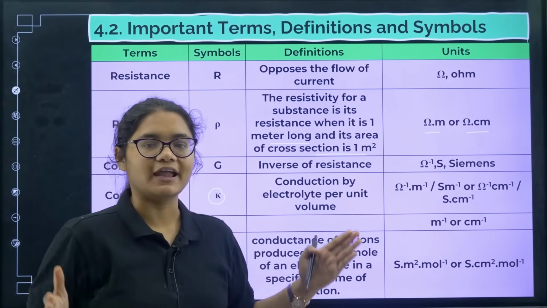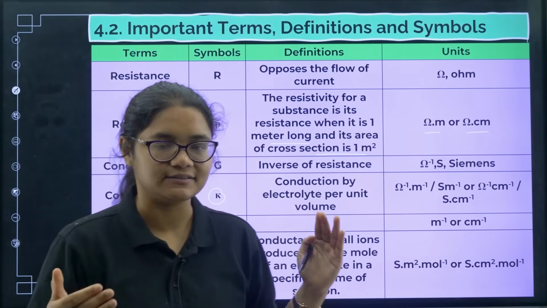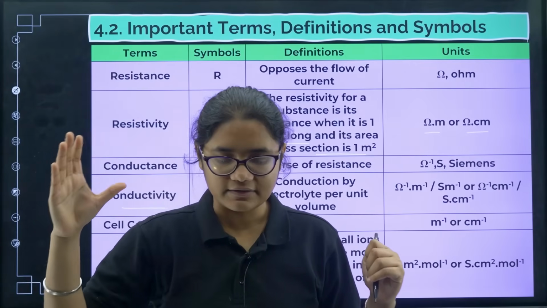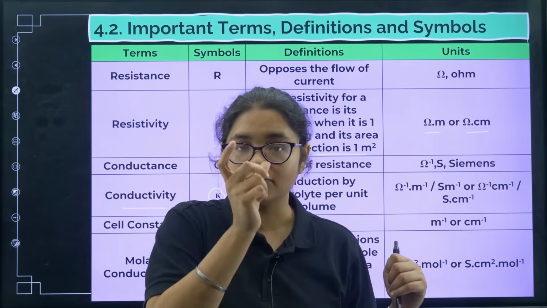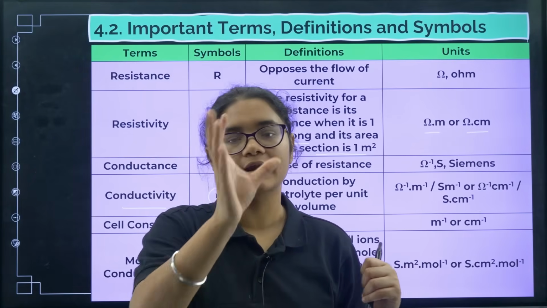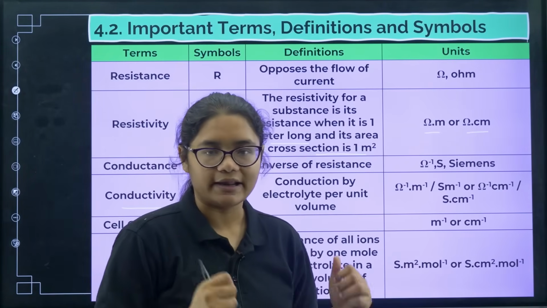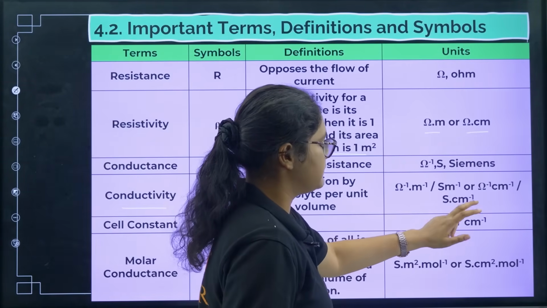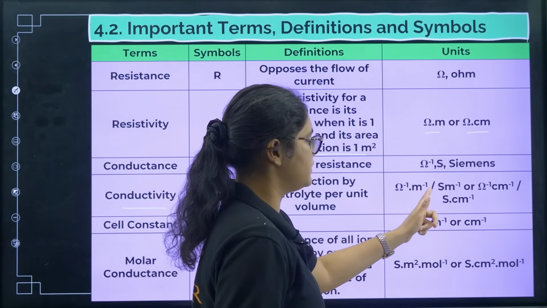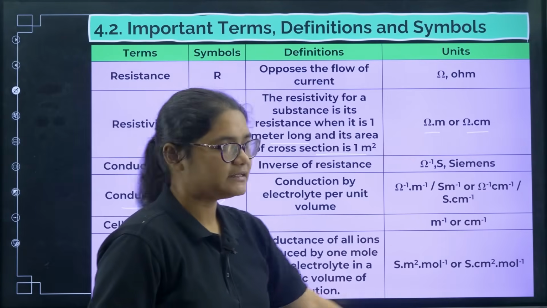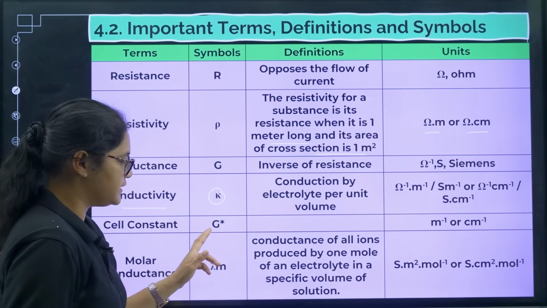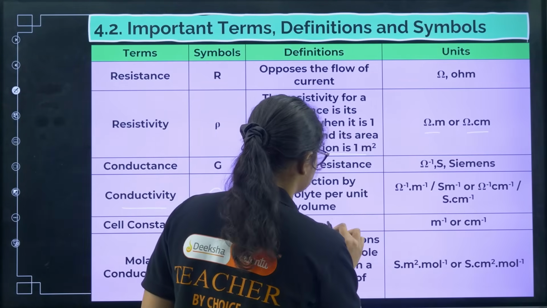Okay, suppose you have taken 5 liters of electrolyte, NaCl solution. It has conducted some amount of electricity. How much electricity is conducted per 1 unit of volume? That is the conductivity of that particular electrolyte. Its unit is centimeter inverse, meter inverse, ohm inverse meter inverse, or ohm inverse centimeter inverse. Then cell constant, we represent it by G star, and it is l by A.